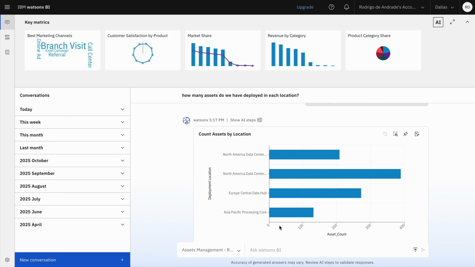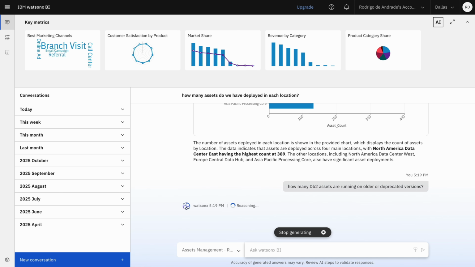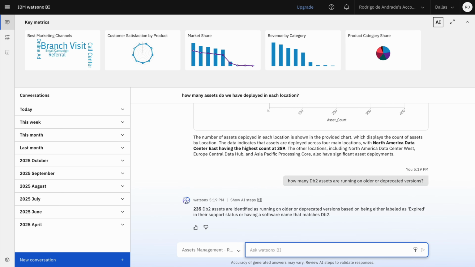Now that we understand the overall footprint, let's focus on the critical platform, DB2. How many DB2 assets are running on older or deprecated versions? Again, watsonx BI will start to reason, and here we have the answer. We can see that 235 DB2 assets are running on older or deprecated versions. This is already a strong signal of potential support and audit exposure, right?